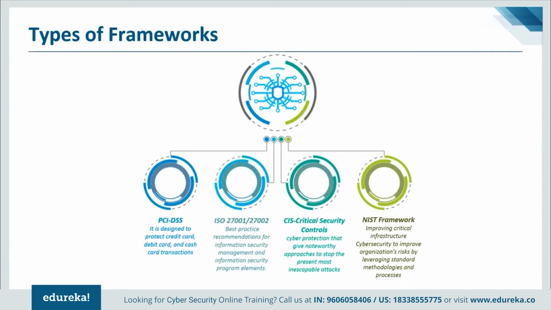The second type of framework that we have is ISO 27001 and 27002. ISO is the International Organization for Standardization. The best practice recommendations for information security management and information security program elements are from this framework. The third type of framework is CIS, which stands for Critical Security Controls.